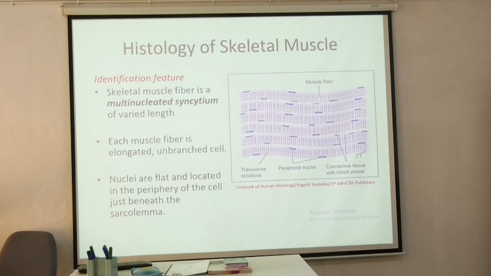Now these are the identification features of skeletal muscles. Skeletal muscle fiber is a multinucleated syncytium of varied length. These are the muscle fibers, and these are the connective tissue in between, and peripheral nuclei, and these are transverse striations. Now, nuclei are flat and located in the periphery of the cell, just beneath the sarcolemma. You cannot see the sarcolemma in this microscope; by the nucleus you will see the pattern of skeletal muscle and cardiac muscle.